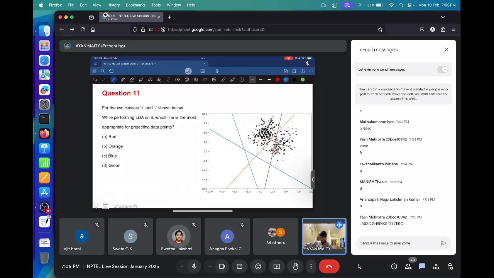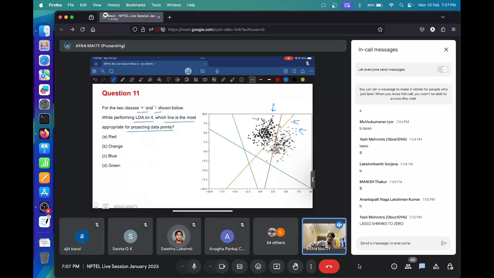Now question 11. There are two classes, plus and minus. I hope all of you can see these are the plus points and these are the minus points, representing two different classes, and these are the different points plotted on this 2D plot. While performing LDA on it, which line is the most appropriate for projecting data points?